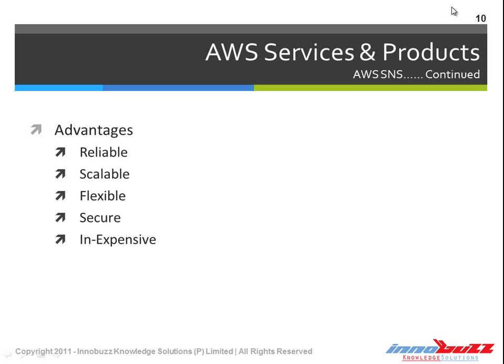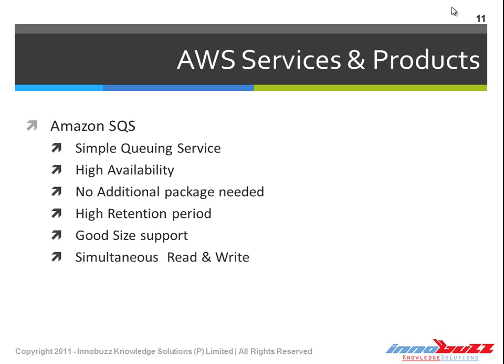Now let's check what other products are offered under the app services. It is the Simple Queue Service, Amazon SQS. It offers a reliable and highly scalable hosted queue for storing messages between computers or compute units. It provides high availability. Developers can use SQS for moving data between distributed components of applications that perform each task, without losing the message.